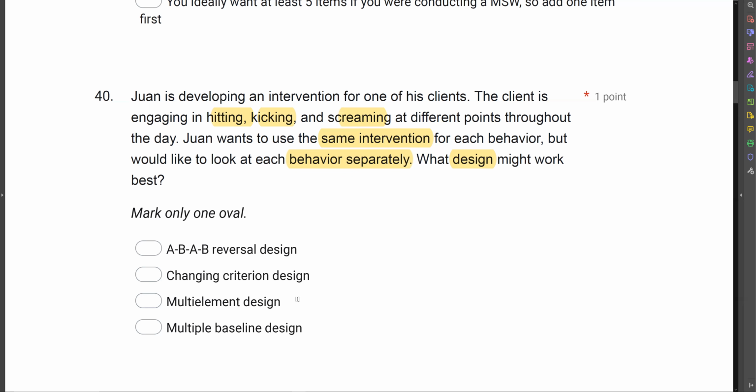What about a multi-element design? With a multi-element design or an alternating treatment design, we would want more than 1 intervention. Juan wants to use the same intervention.